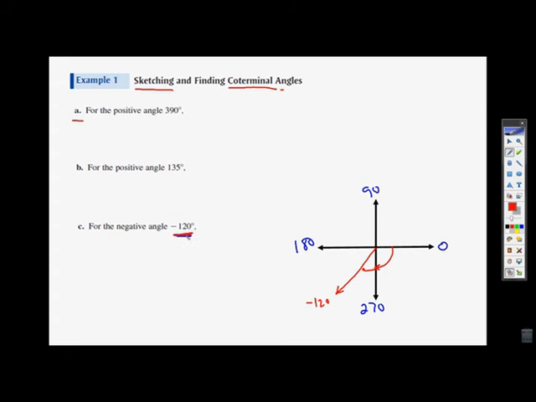Since I was given a negative angle, the negative coterminal will be the easiest to find. I'm just going to subtract another 360. Negative 120 minus 360, add the opposite, and we get negative 480. Negative 480 degrees is coterminal with negative 120. It's just another lap around the XY plane.